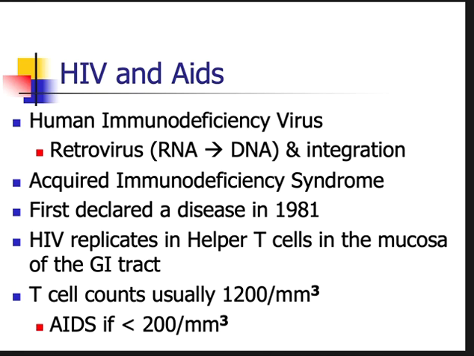You need helper T cells in order to activate the B cells. You need helper T cells in order to activate cytotoxic T cells, right? So you're pretty much knocking out your whole adaptive immune system and have to rely only on innate.